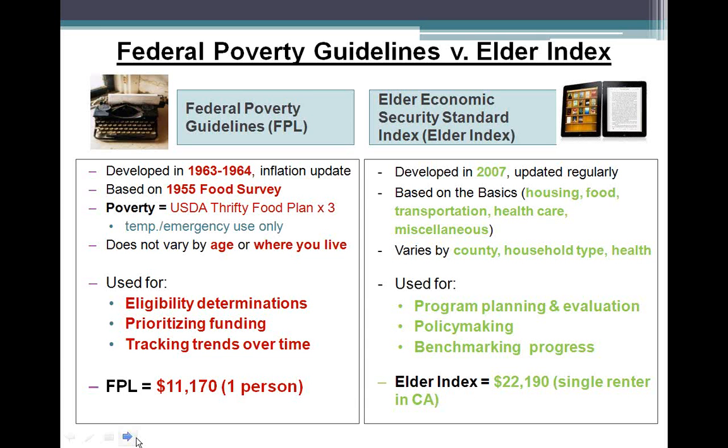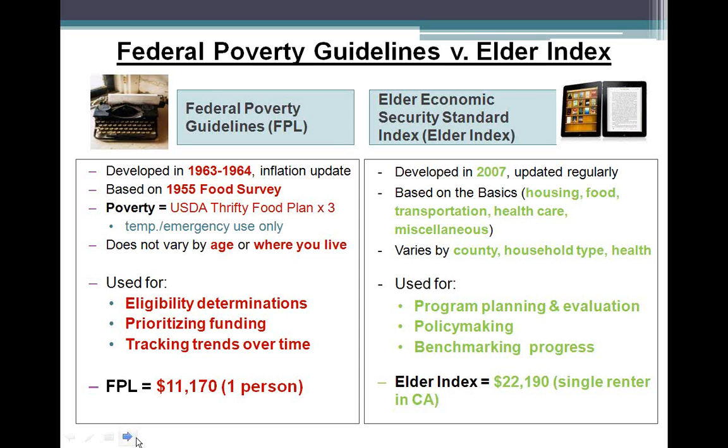And in contrast, the Elder Index includes not just the cost for food, but also the cost to pay for housing, as well as transportation, healthcare, and miscellaneous costs, such as what it takes to do your laundry and clean your home, and the very basic basket of goods that any person needs, but particularly an older adult needs just to make ends meet. The federal poverty guidelines also do not vary by age or where you live.